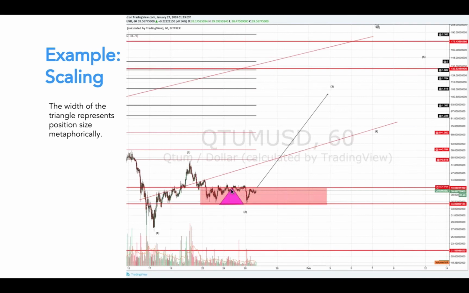The scaling approach: you have to imagine this triangle as basically your position size. So again, you want to have the largest position next to a stop. I mean, you're talking $40 on top and 34 under. So you're basically almost 20% difference in value between these two lines. So you really want to have as much as possible.